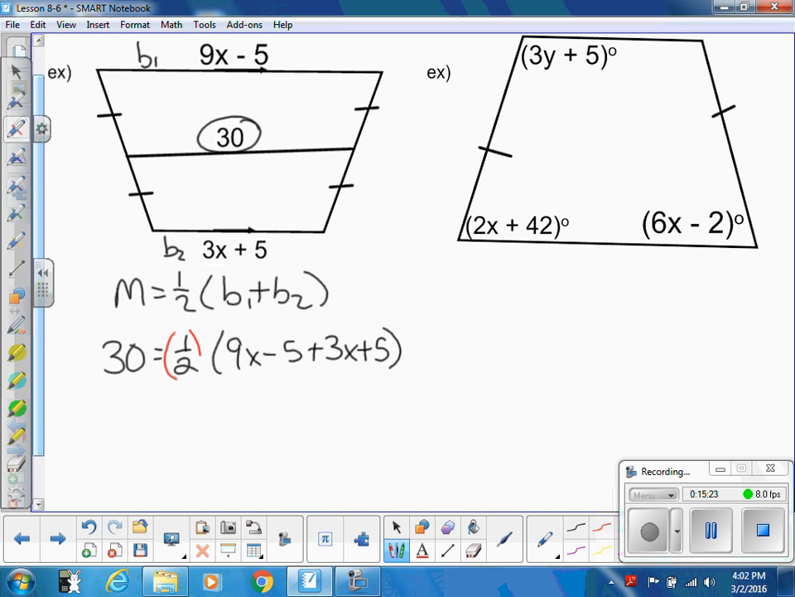Just like before, multiply by 2 to get rid of the 1/2. That gives me 60. Now I can clean this up. This -5 and this +5 are going to cancel each other out. 9x plus the 3x gives me 12x. Divide both sides by 12, I get x is 5.